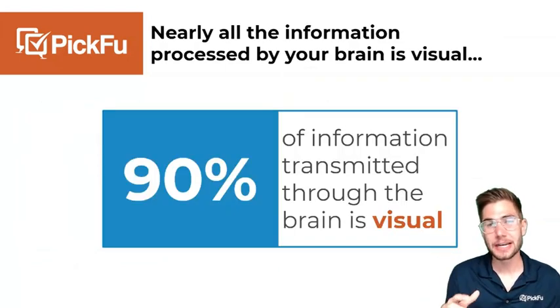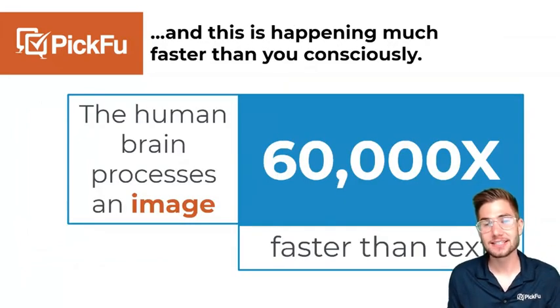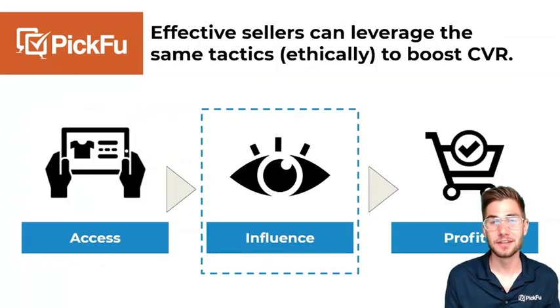Almost all of the information that's transmitted through the brain is visual. And in fact, the brain is doing this so fast, this is happening faster than you can even consciously realize. The human brain is going to process an image 60,000 times faster than text.